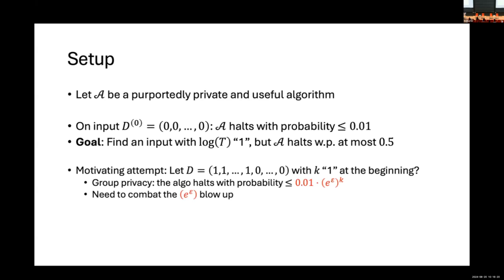One motivating attempt is, let's say, how about I just append log t updates at the very beginning of my stream? Then you have the standard group privacy bound, which tells you that the algorithm halts with probability at most 0.01 times e to the k epsilon. And this is a vacuous bound as soon as k gets as large as 1 over epsilon. So you can say this multiplicative factor e to the epsilon is quite expensive here. And so you want to devise a method to really reduce this blow up. To do that, we exploit both the long stream of the interaction and also the onlineness of the algorithm. Here's how we do it.